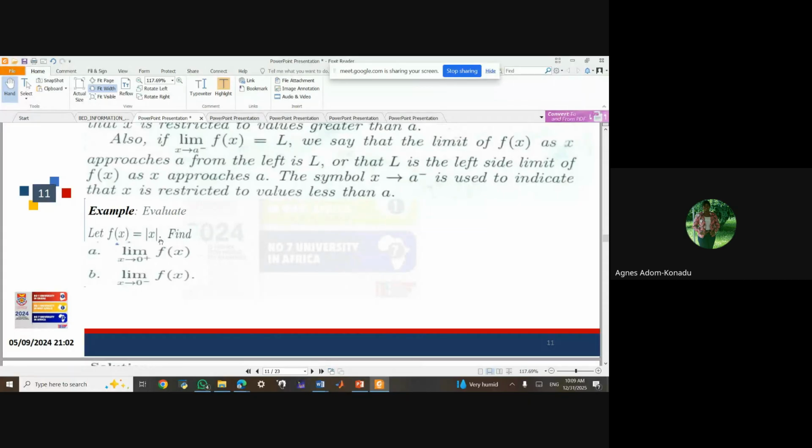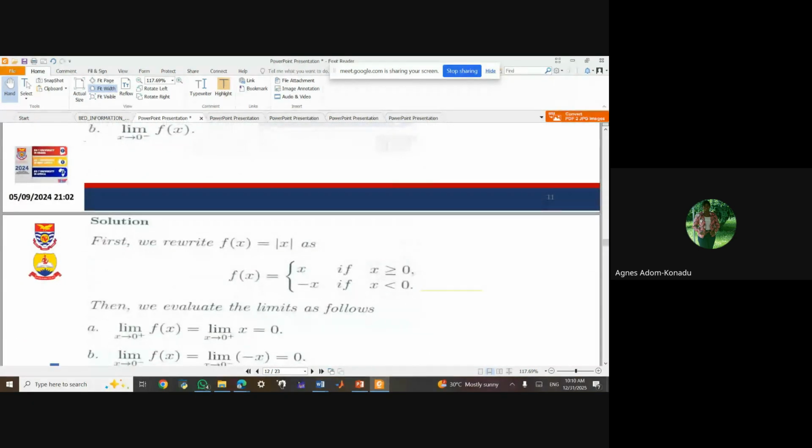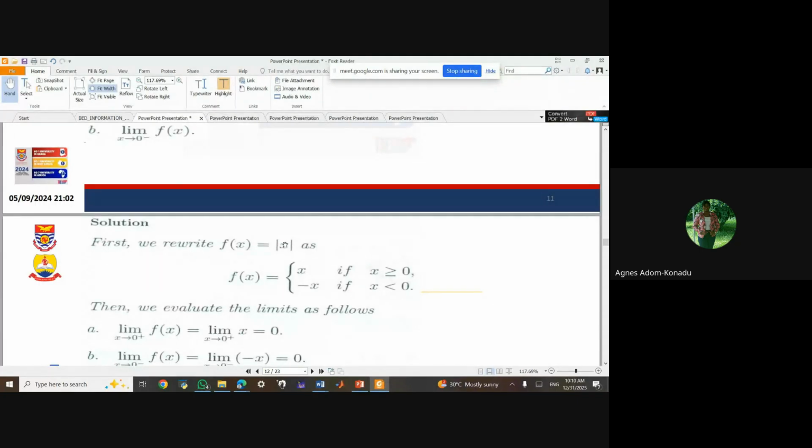So for example, we want to find the right and left limits. We are given the function f of x is equal to absolute of x. We want to find the right hand limit of f of x and then the left hand limit of f of x. So this is an absolute function, and we can have two functions, the right hand and then the left hand. The right hand is x if x is greater than or equal to 0. And the left hand we have negative x if x is less than 0.